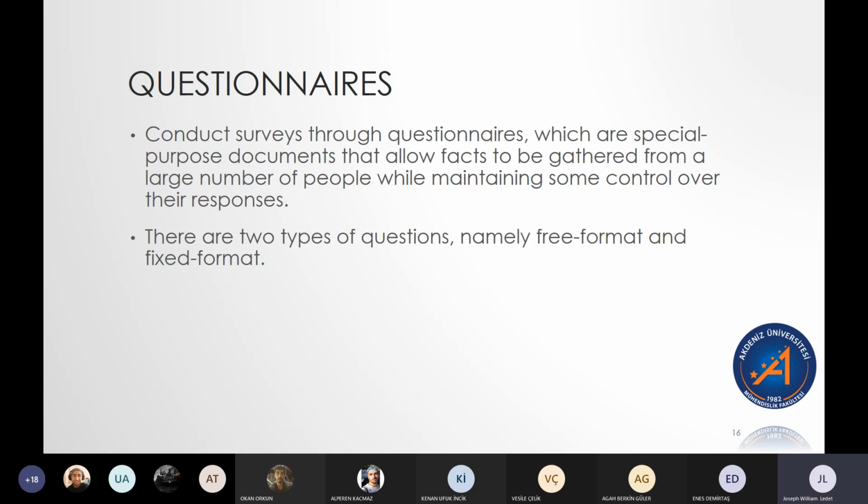Questionnaires are similar to interviews, and just like with interviews where we have open-ended and closed-ended questions, we can have free format and fixed format questions, right? Questionnaires, one of the nice things is that we can send out the same questions to lots of people all at once, right? So we don't have to take someone's time to do the interviewing. We don't have to take someone else's time to be the interviewee. We can just take these questionnaires, send them out to people, and have them respond back to us.